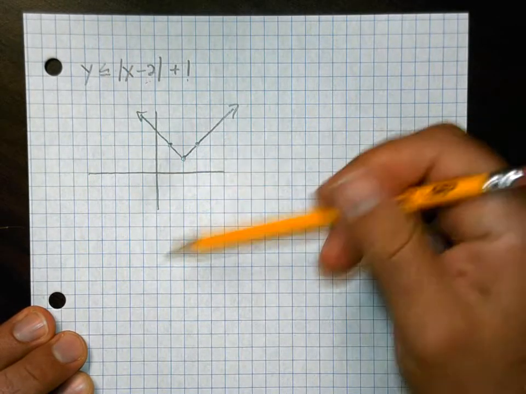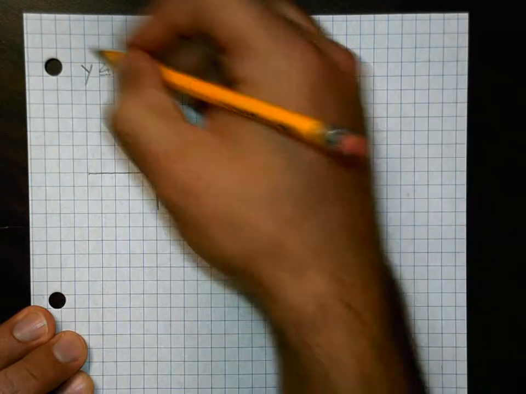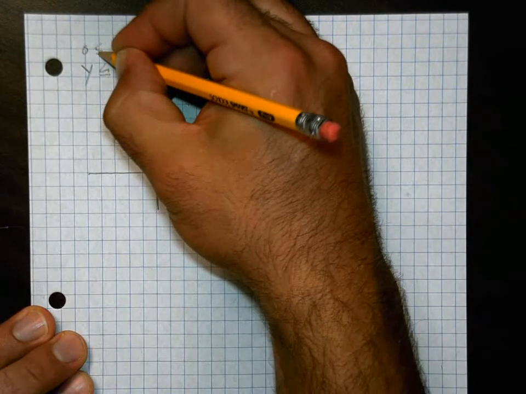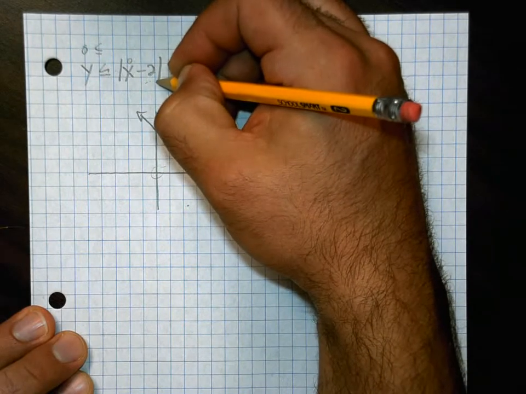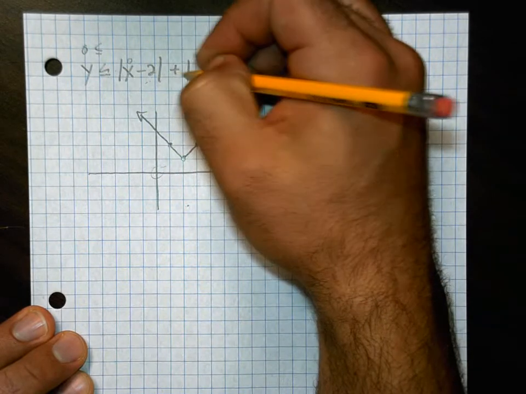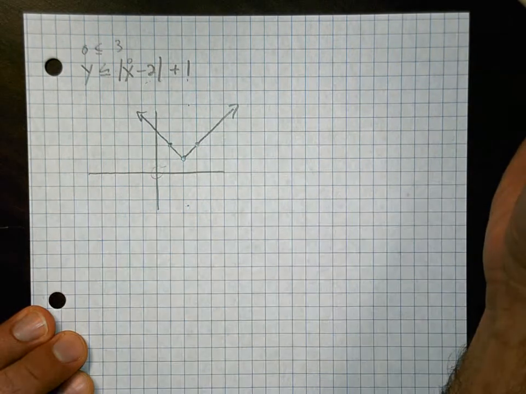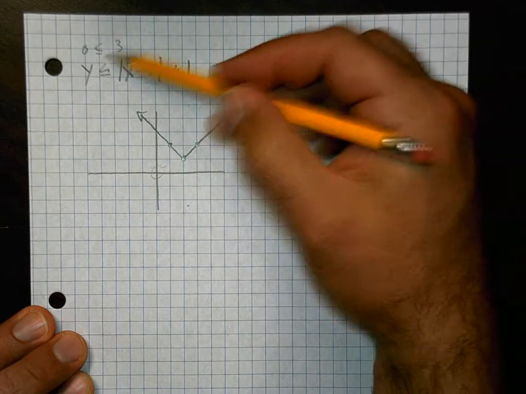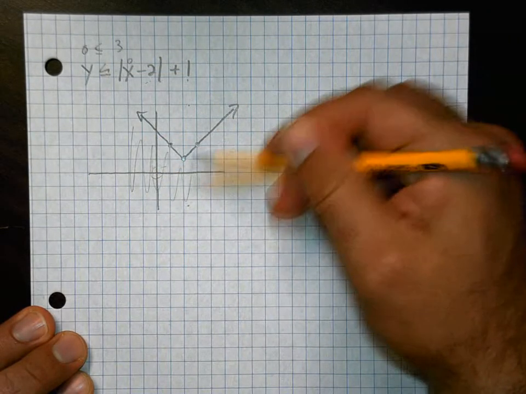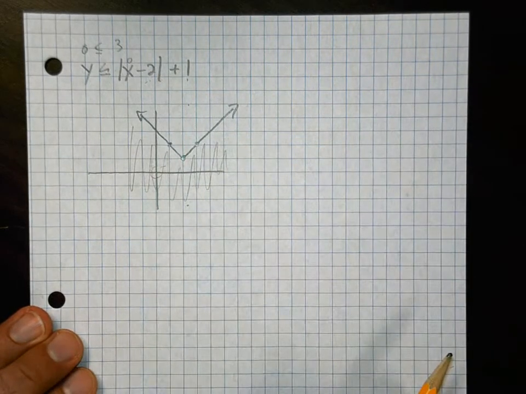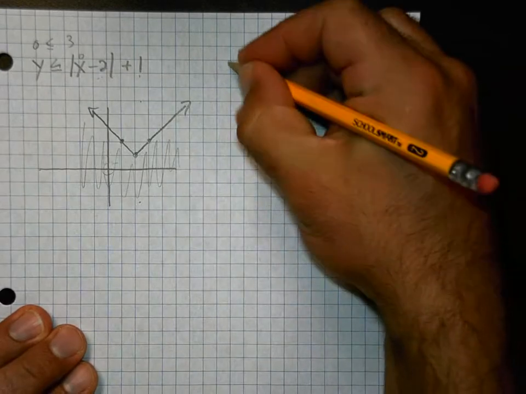Looks like that. So do I shade below or above? Well, let's try 0, 0 and find out. 0 is less than or equal to 0 minus 2 is -2. Absolute value makes it 2. 2 plus 1 is 3. Is that true? 0 is less than 3. True. So I would shade to the 0, 0 side. So that would be below. Okay. And let's try one more.